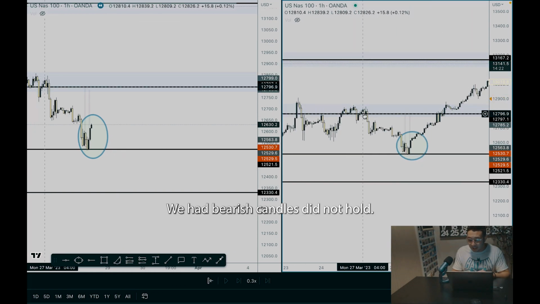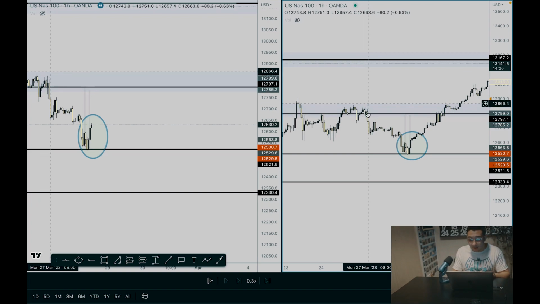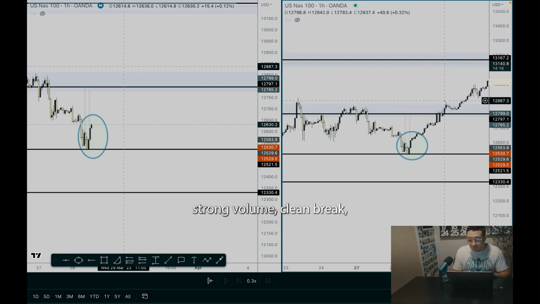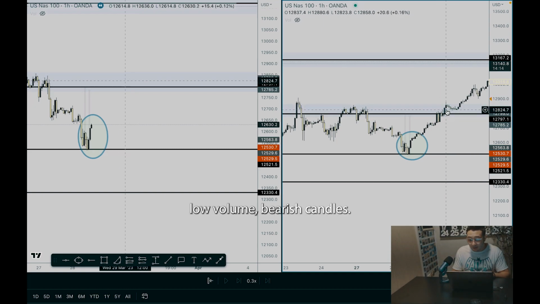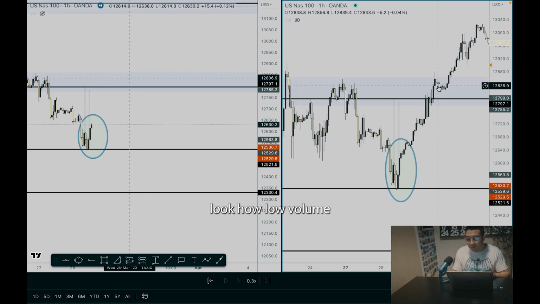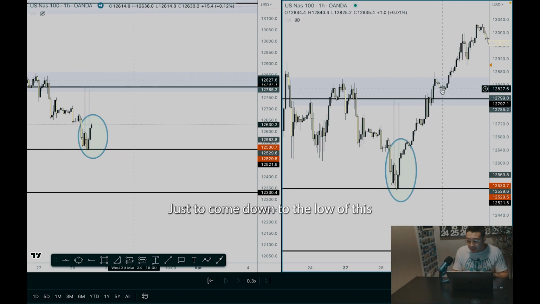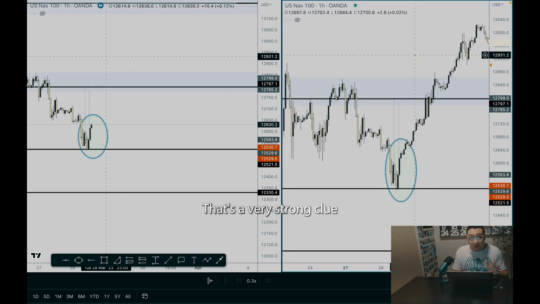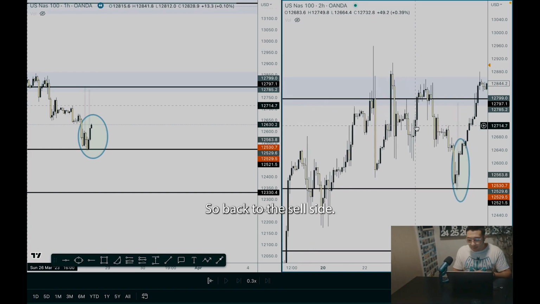We had bearish candles that did not hold. We have rejections. Here, it broke above with strong volume, a clean break, then low volume bearish candles. And this is the 1 hour time frame. Look how low volume these bearish candles are. It took 1, 2, 3, 4, 5, 6, 7, 8 hours just to come down to the low of this bullish 1 hour candle. That's a very strong clue that the market's not bearish. So back to this sell setup.